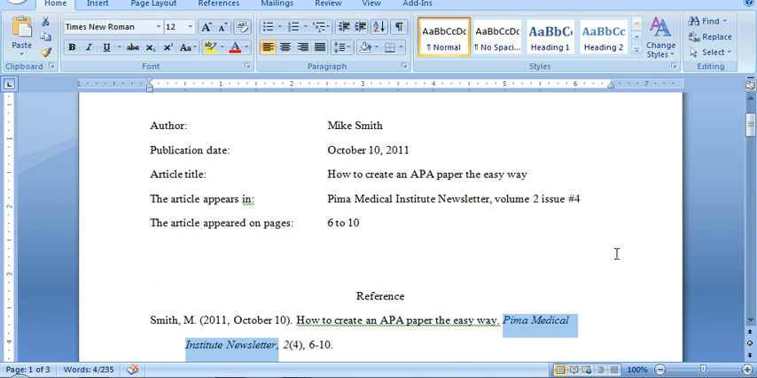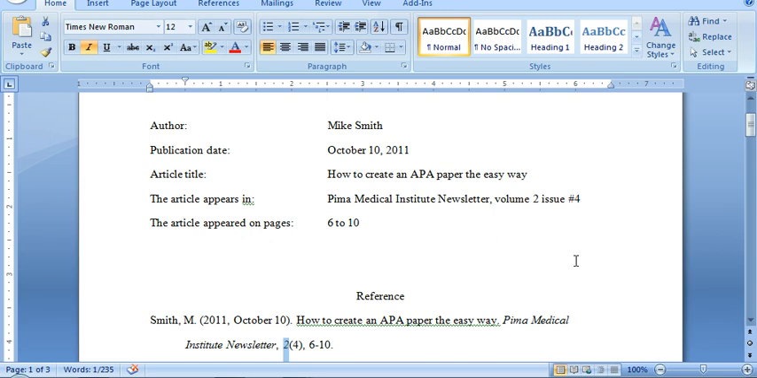If there's a volume and issue number, we put those next, and the volume number itself also is italicized, and then the issue number is in parentheses afterwards, but is not italicized. Last but not least, we include those page numbers where appropriate.